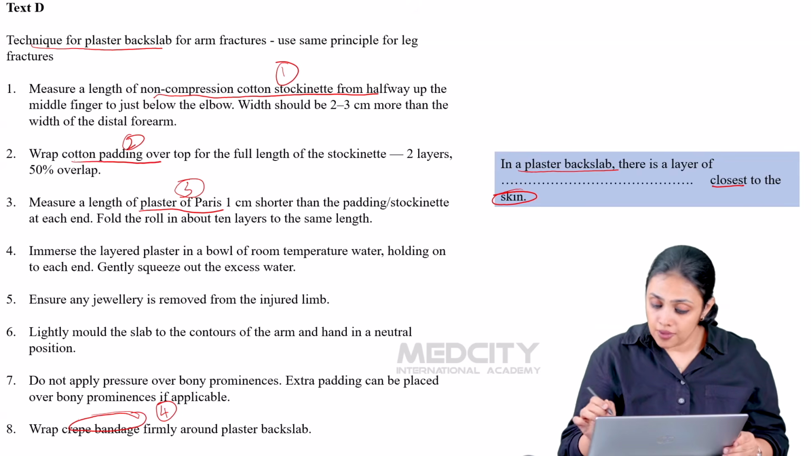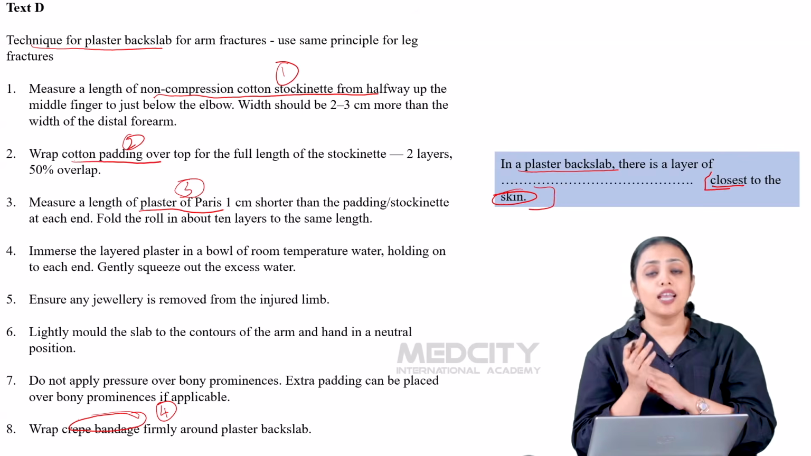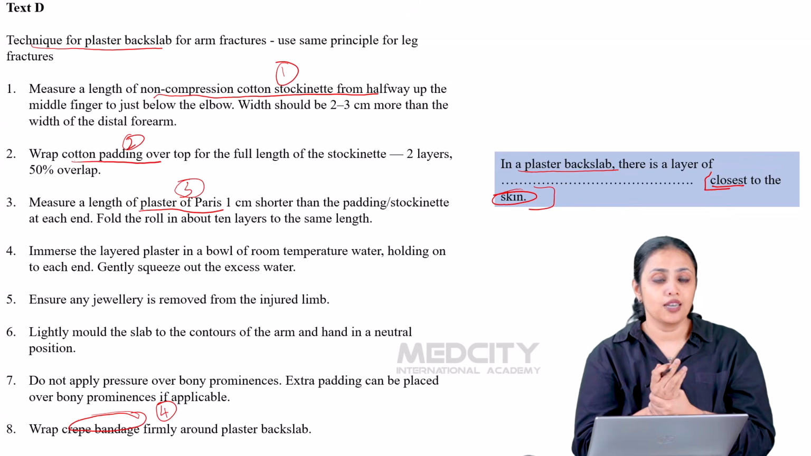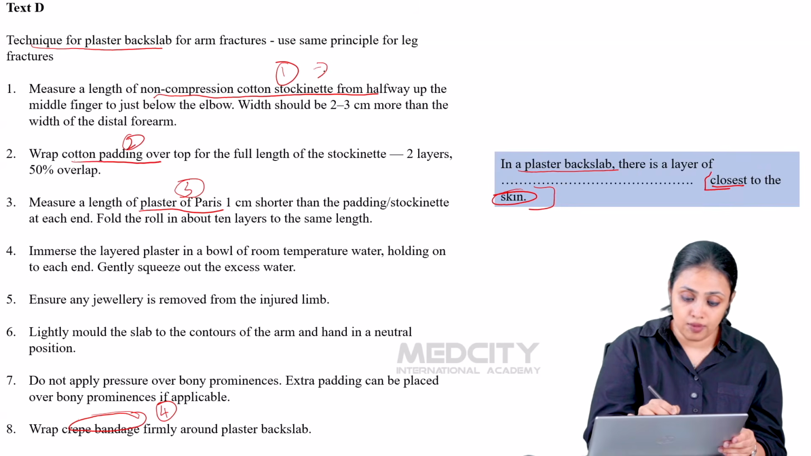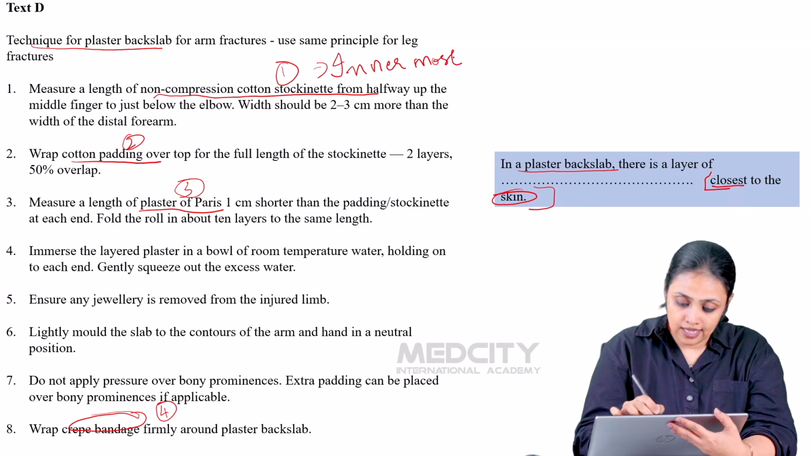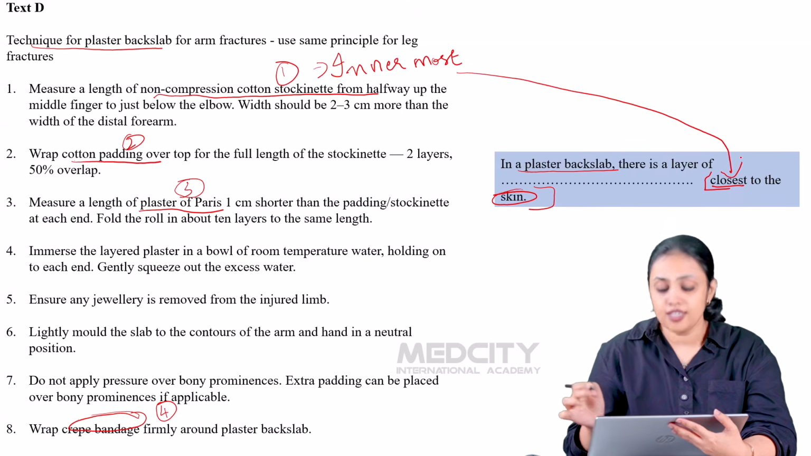And the question is, in a plaster backslab, which is the layer which is closest to the skin? So you have to just think about it. Which will be the layer closest to the skin? The innermost layer. And what is the innermost layer? The first layer. This innermost layer is the first layer, and that will be the one which is closest to the skin.